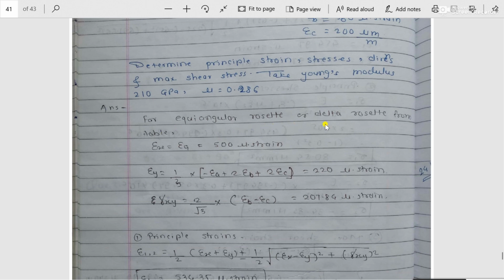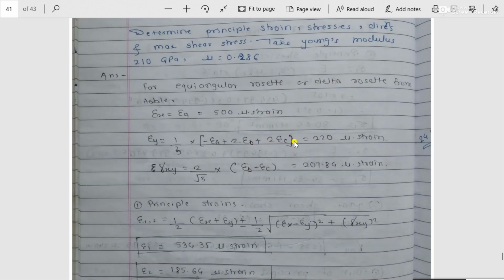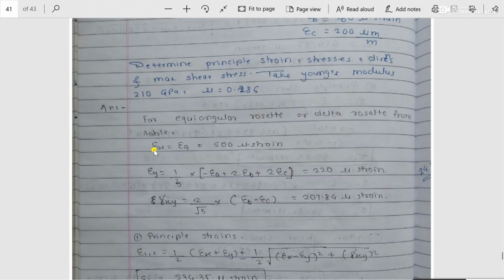So for the equiangular rosette and delta rosette, from that table, initially I will calculate the first value, that is from that table I have written epsilon x is equal to epsilon A. The value of epsilon A is given, therefore epsilon x is equal to epsilon A is equal to 500 microstrain. I have taken the value of epsilon A as it is as epsilon x. Then to calculate epsilon y, again I have taken this formula from that table, and the value of epsilon y is calculated, that is epsilon y is equal to 1 by 3 into square bracket of minus epsilon A plus 2 epsilon B plus 2 epsilon C.